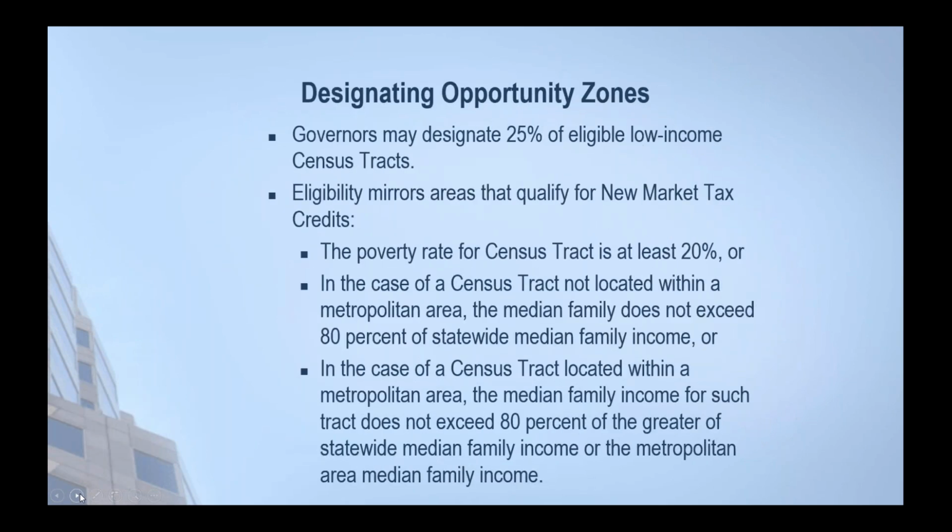And the slides, sorry, keep slipping, but the criteria are either 20% poverty in a census tract. For a rural area, your family median income in that census tract has to be 80% or less than the statewide family income. And for a metropolitan area, again, it's got to be 80% of either the statewide or the metropolitan family income. So those are the census tracts that are in play.